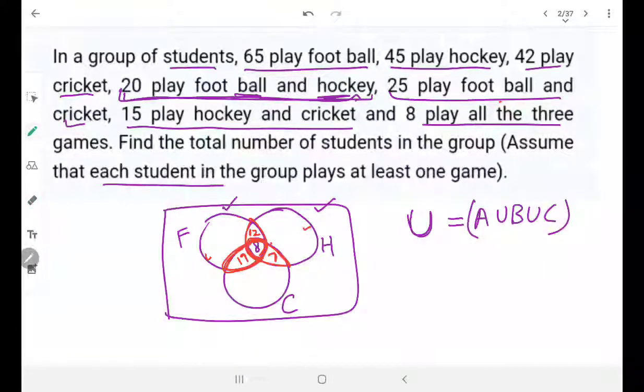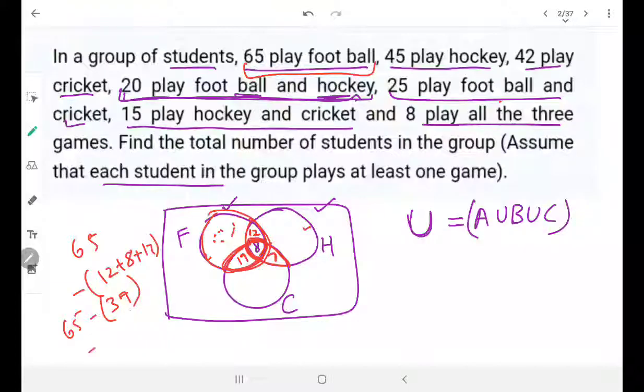So now what they said, 65 play football. So 65 is this total. Already we have used some here. So this area will be 65 minus 12 plus 8 plus 17. So 65 minus 37, which is equivalent to 28. So this is 28.